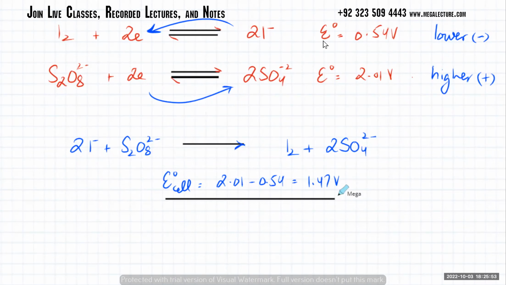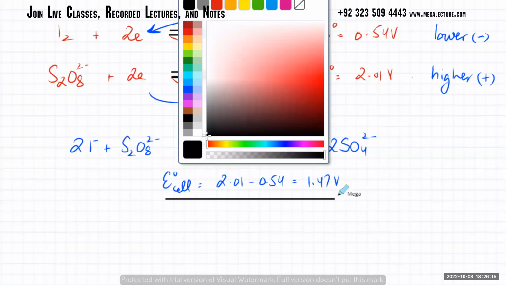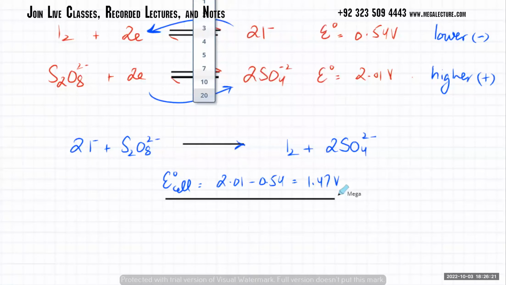So based on electrochemistry alone, again, based on the idea that the higher one wants to gain electrons, the lower one wants to lose electrons, you've got this reaction, and this is a very feasible reaction. It's a very vigorous reaction. It's got a very high voltage. But this reaction in reality does not actually happen. And there's a reason for this. Why is it not going to happen?